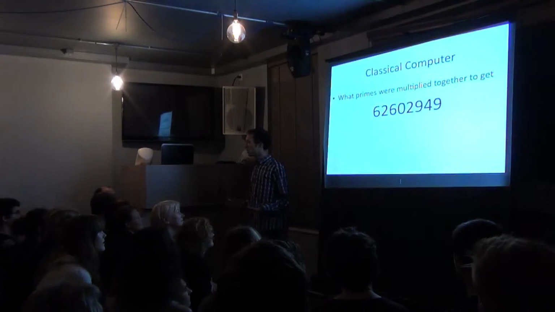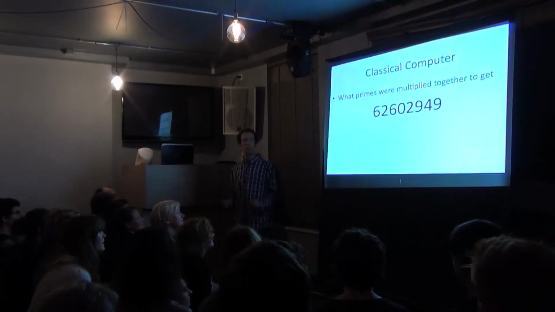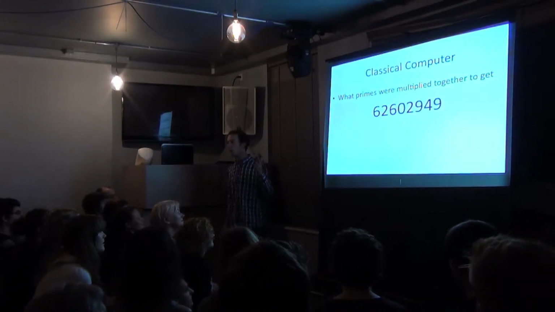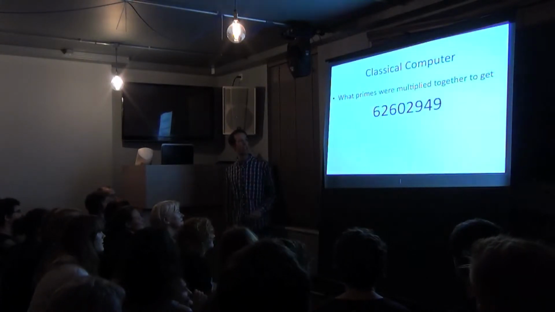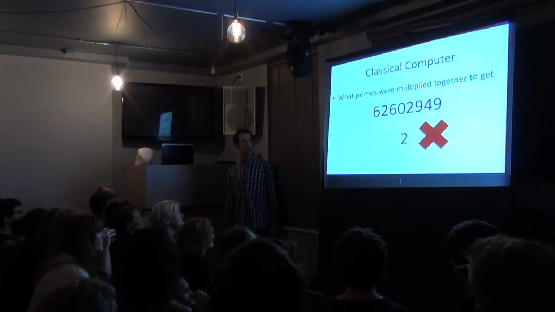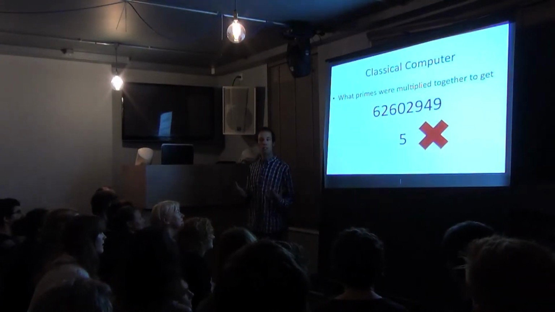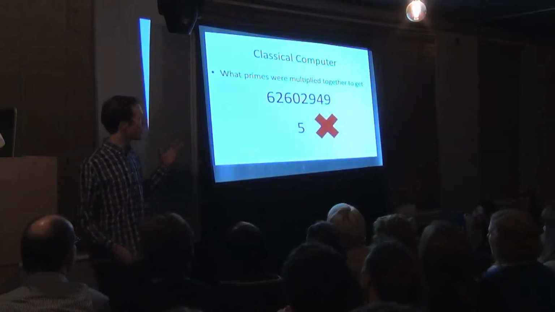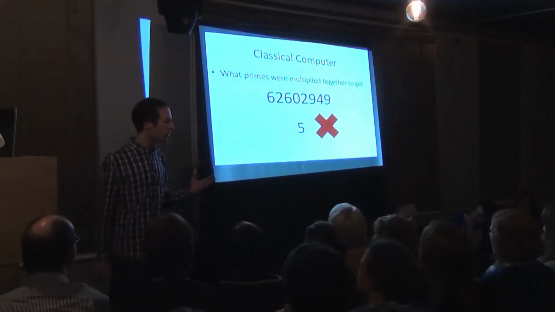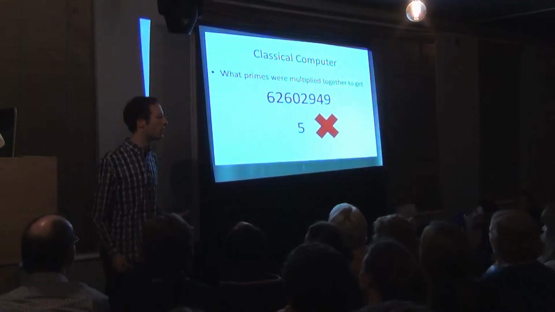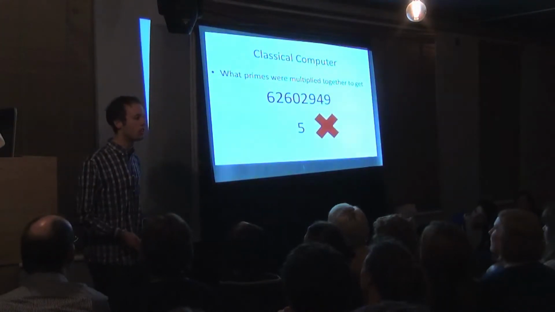Using a standard computer that we've got at the moment, which we call a classical computer, if you wanted to work out what prime numbers were multiplied together to get this, you'd have to go, was it 2? No. Was it 3? No. Was it 5? No. You have to keep on going through all of the numbers, which when you get really, really high numbers, takes an awfully long time. And this is actually the basis of a lot of security on the internet.